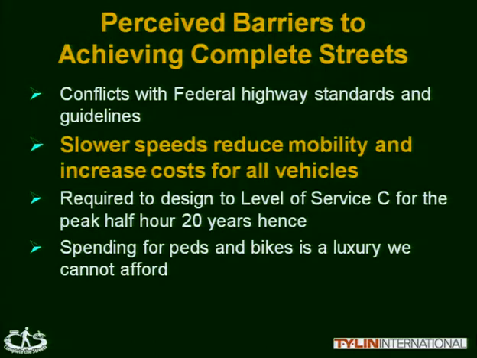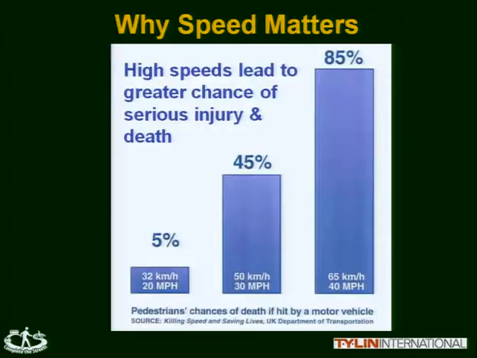Okay, we say, well, if I reduce the speeds, I'm going to reduce mobility, and that's going to affect costs and whatnot. Well, let me talk a little bit about why speed is so important. If you get hit by a car and the car is going 20 miles an hour, you have a 95% chance of surviving. Pretty cool. Not comfortable, but 95% you're going to live. If the car is going just twice as fast, your survival rate goes down to 15%.